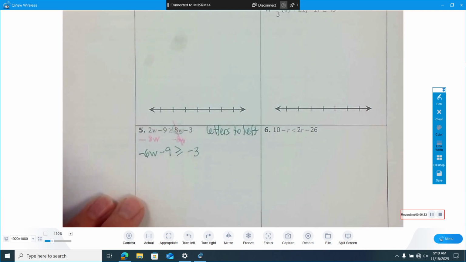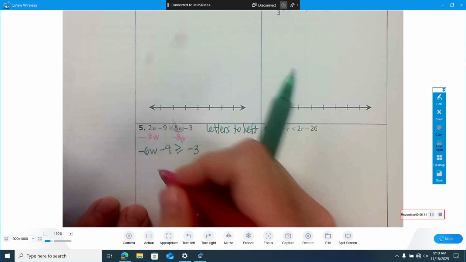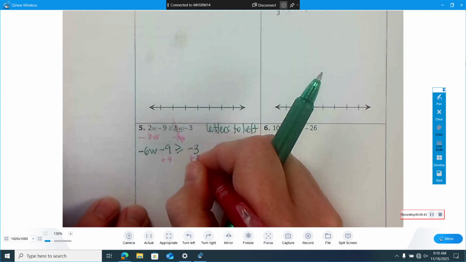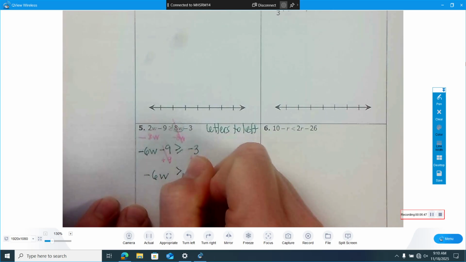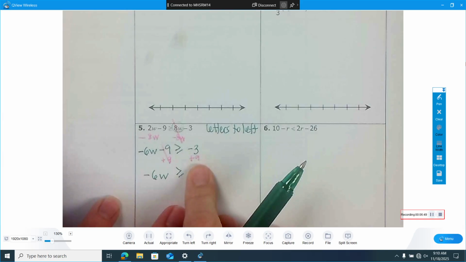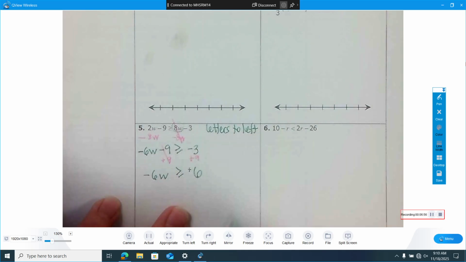All right, now it looks like the other problem. So our job is to get the W all by itself. What should we do first? Plus 9. Yeah, add 9 on both sides. Great. So I have a negative 6W is greater than or equal to, who wins on the right-hand side, positives or negatives? Positives win by how many? 6. Very good. And then how do we get W by itself?